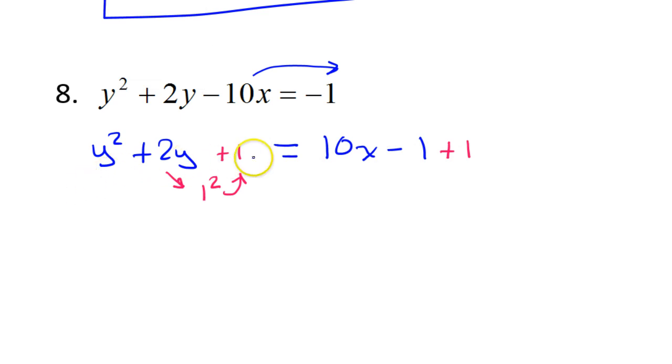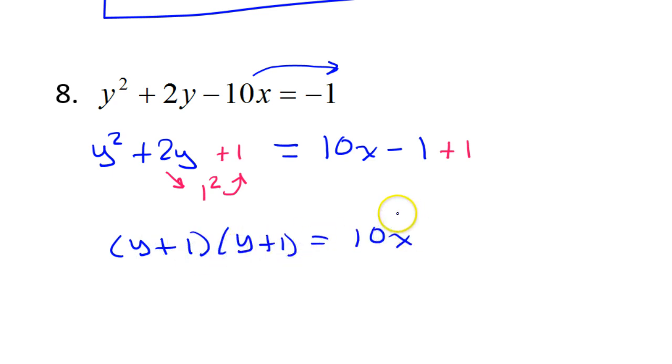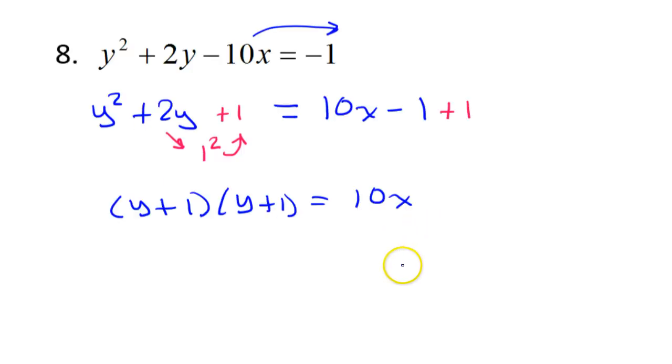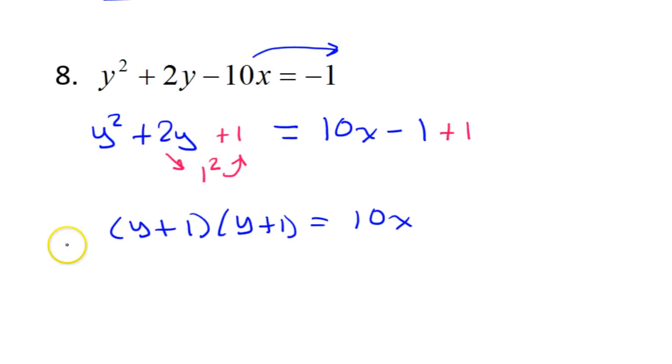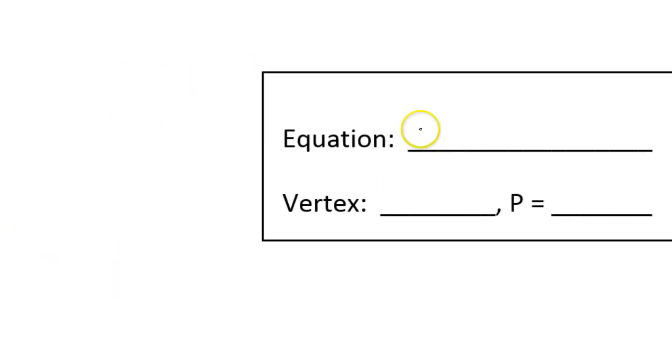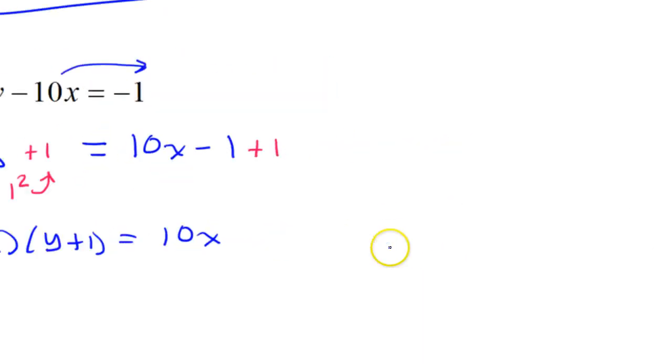Okay, this is now going to factor as y plus 1 times y plus 1. Because I just have a monomial over here, I don't need to factor anything outside of parentheses. So I'm ready for my final answer. Because I have y plus 1 twice, I can go ahead and write y plus 1 squared is equal to 10x.